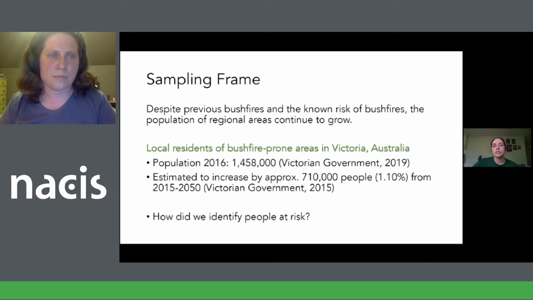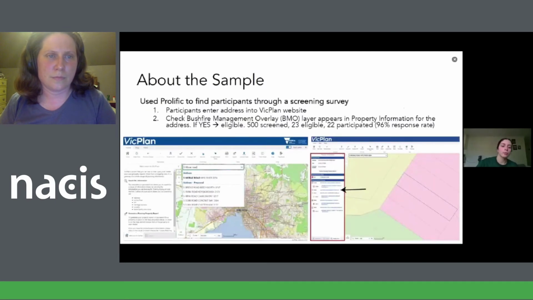Okay, so how did we actually identify the people at risk? So what we did is that we conducted a screening survey to find participants that reside within bushfire-prone areas. So to do this in the screening survey, participants were asked to access the Vic Plan website where they entered their address, as you can see on the left there. And then once they entered it, the participants then had to look if the bushfire management overlay was displayed in the property information tab for their address, which is seen on the right. So if the BMO layer appeared in the tab, then the participant qualified to access the main survey as the house is considered to be in a bushfire-prone area.